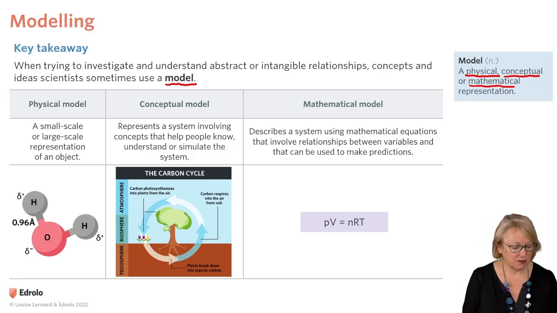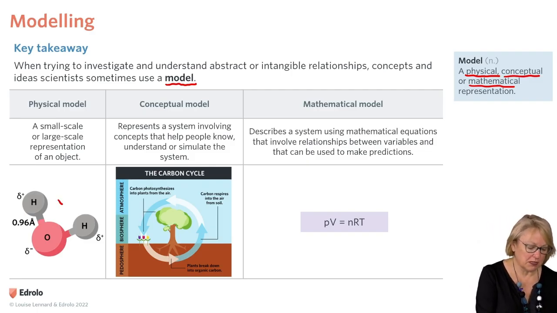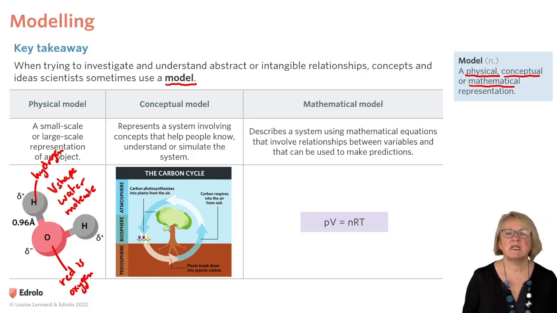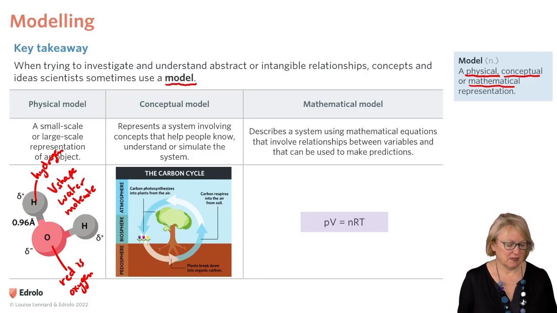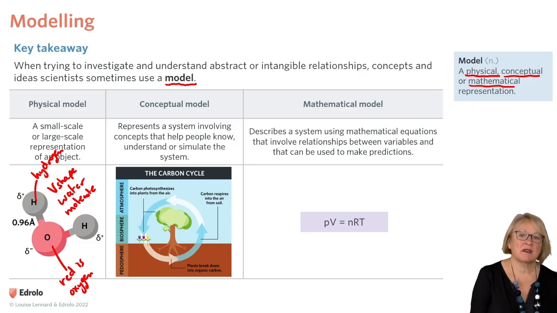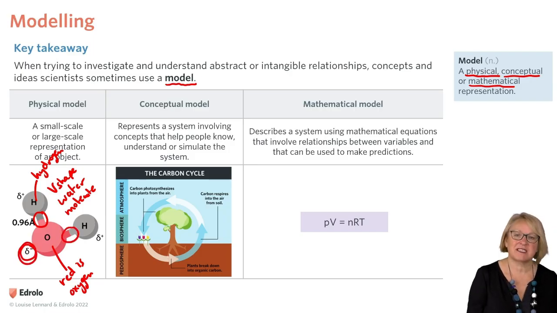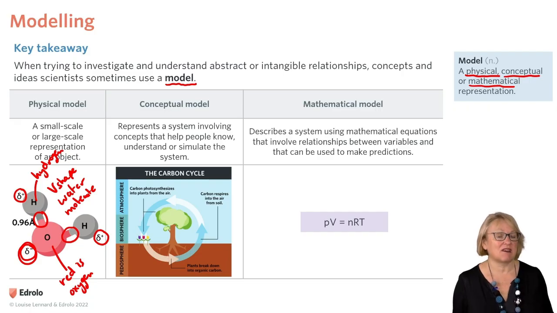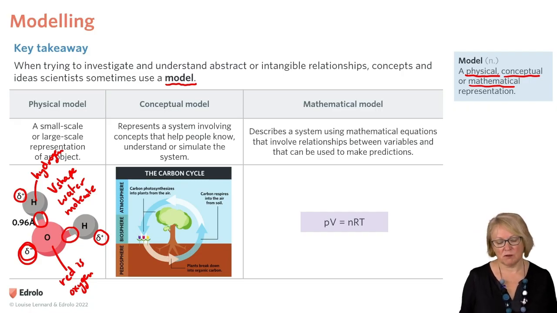So a physical example could be a model of a water molecule. In this instance, the red atom is oxygen, white or grey here is hydrogen, and we see it's got this V shape, which is really important when we look at the properties of water and the intermolecular forces. Oxygen is an electronegative atom, and it pulls the pairs of shared electrons towards itself, which means this side of the molecule is slightly negative and these sides of the molecule are slightly positive, and that has a big impact on the properties of water. So that's a physical model.